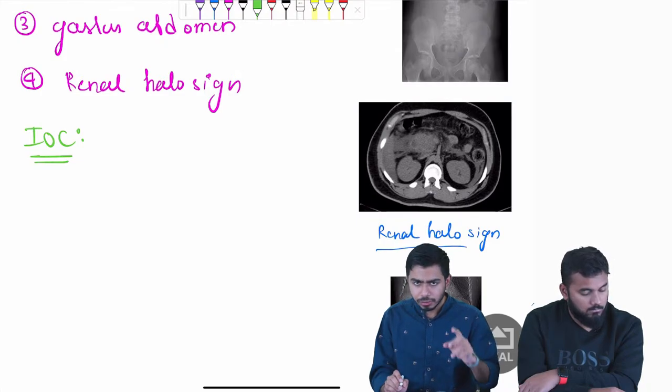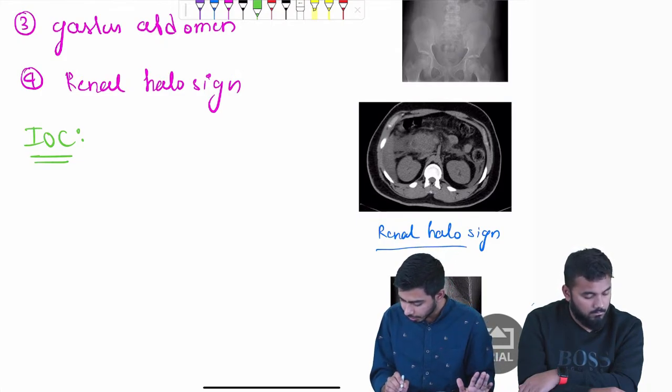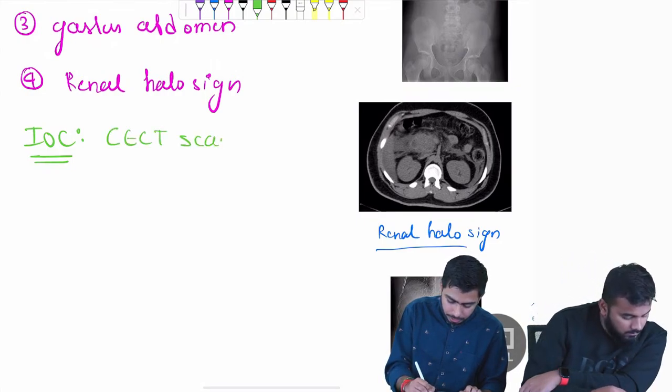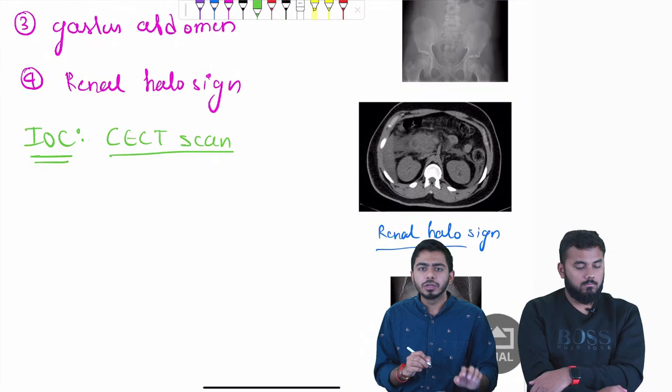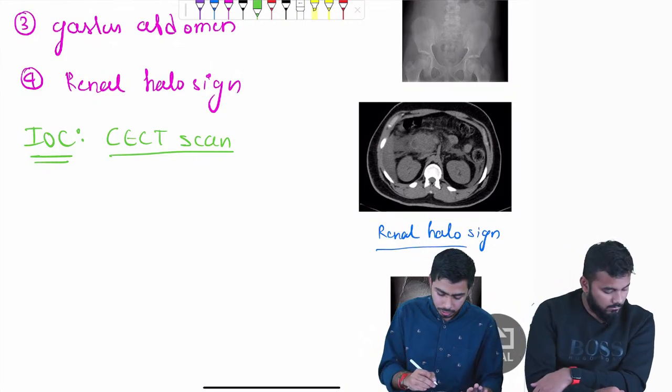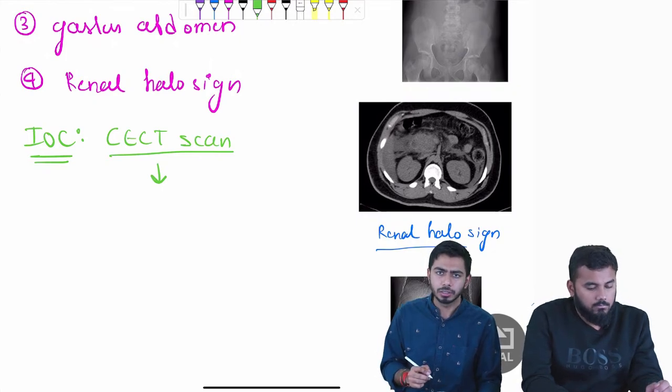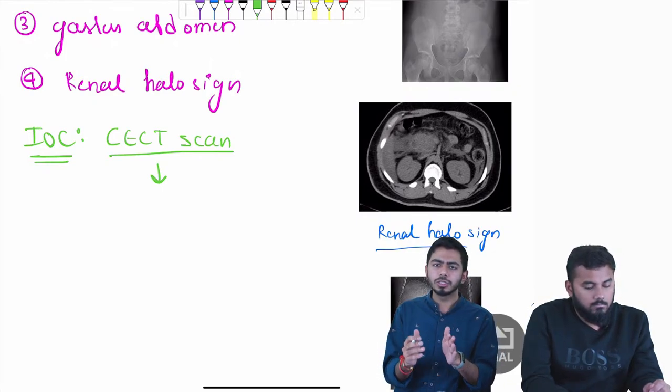One answer, guys. That will be the contrast-enhanced CT scan. So investigation of choice would be the CECT scan. One more question over here. When will you do the CECT scan of the patient? You should not do the CECT scan before 72 hours.